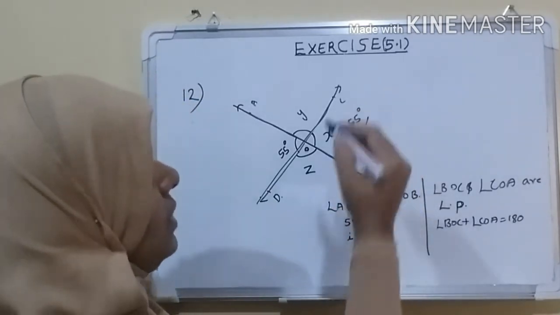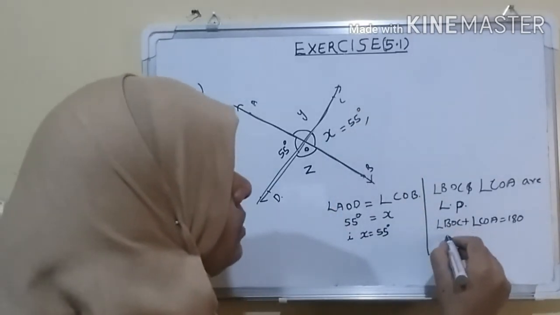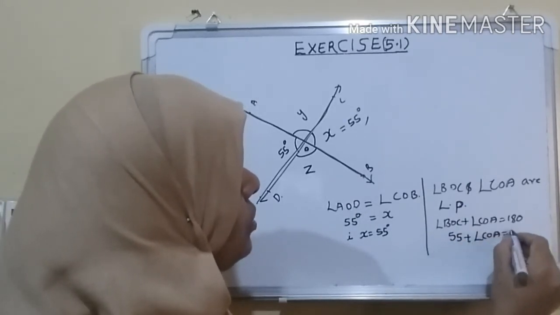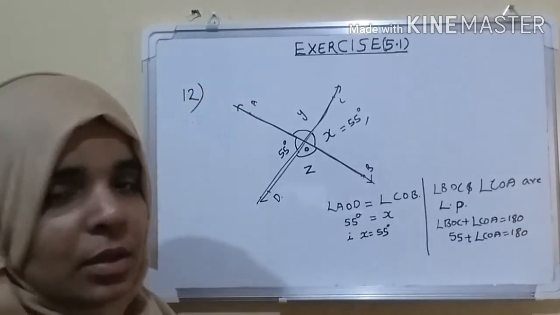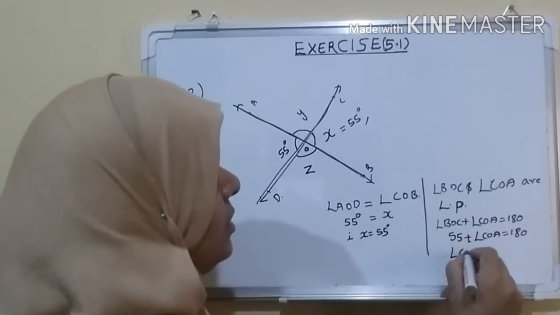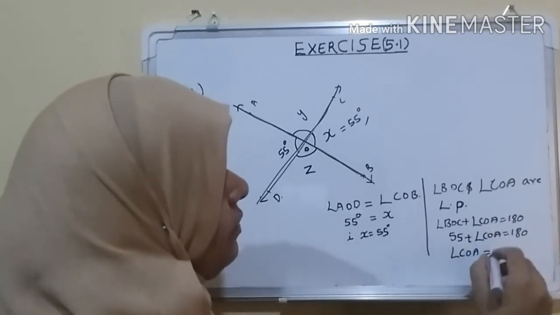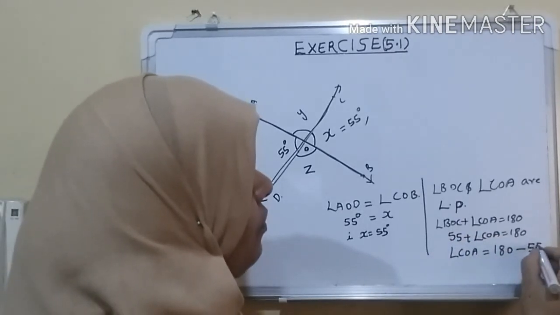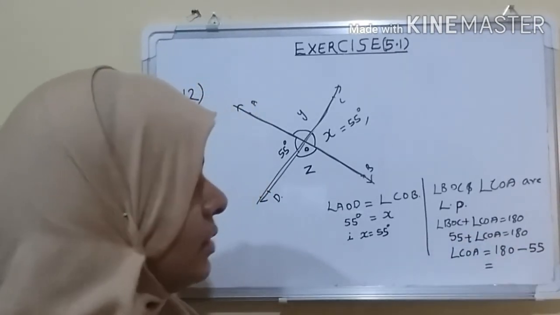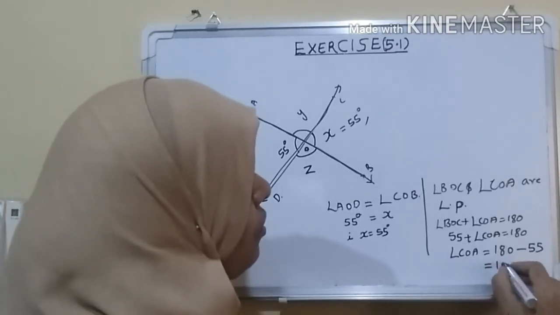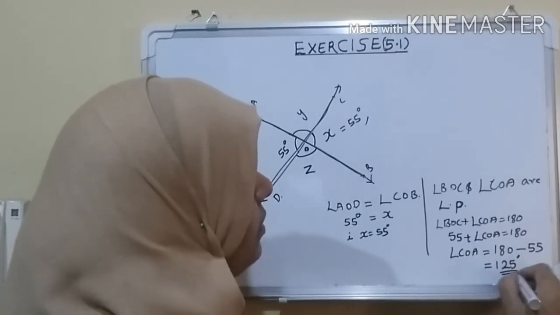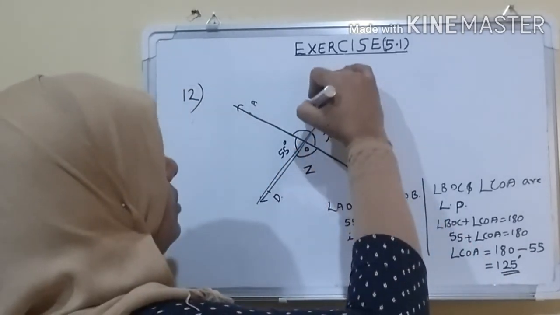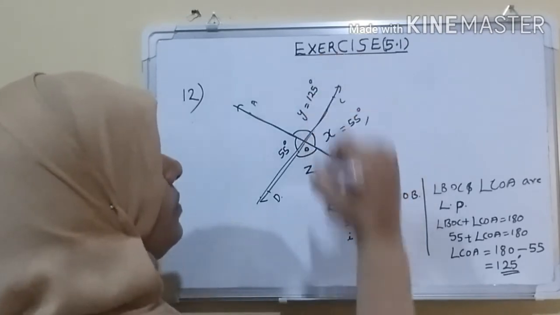Here BOC equals 55, that we know. So 55 plus angle COA equals 180 degrees. From this equation we can find the value of angle COA. 180 minus 55 equals 125 degrees. Angle COA, this Y, equals 125 degrees.